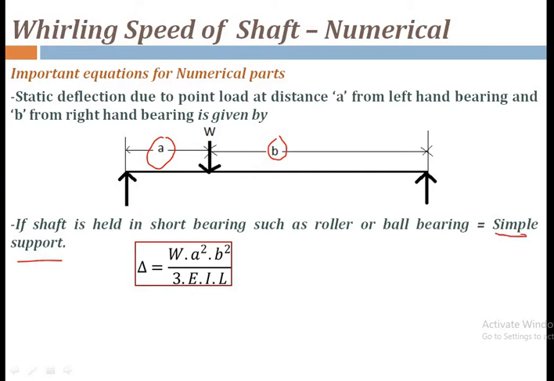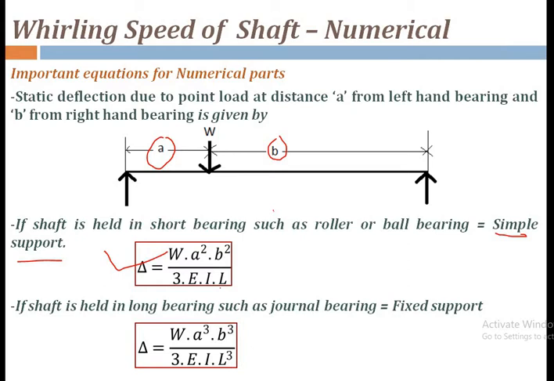support, and a deflection, static deflection, can be calculated by this equation: delta equal to W into A square into B square divided by 3EIL, where I is the area moment of inertia, pi by 64 d raised to 4, E is Young modulus, and L is the length of the shaft.